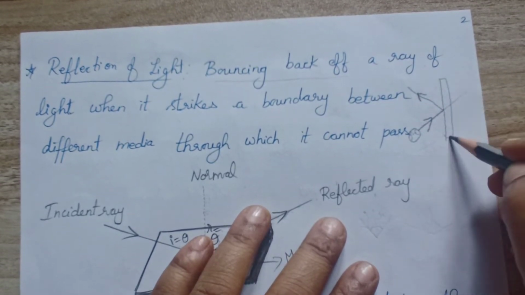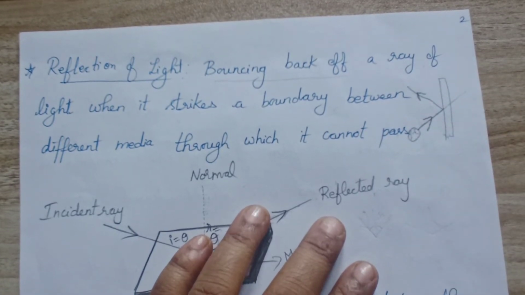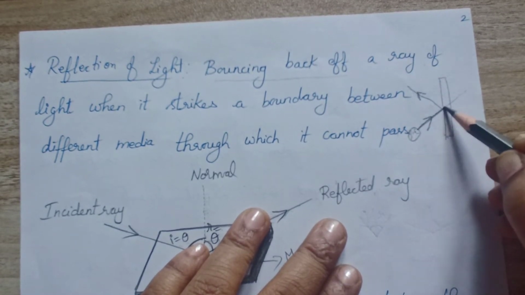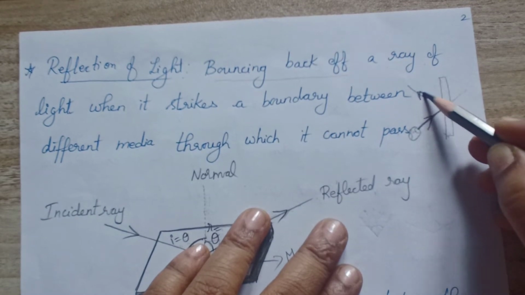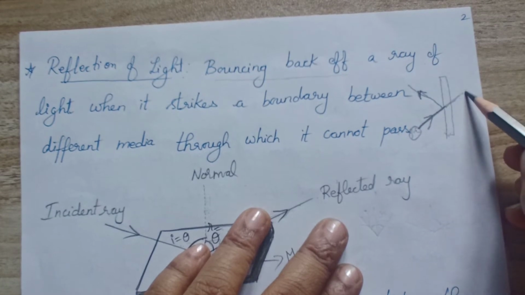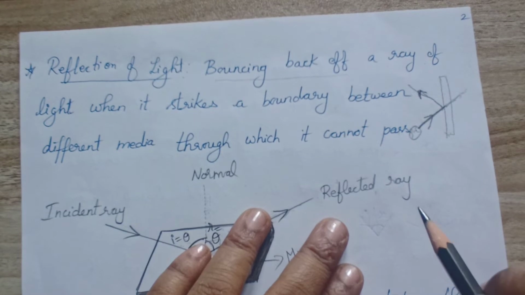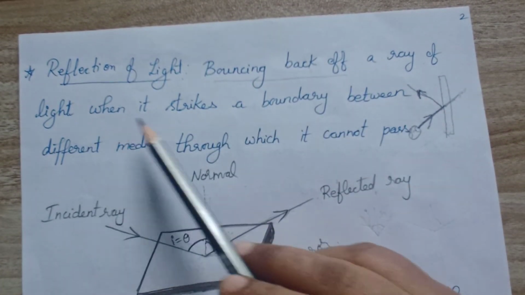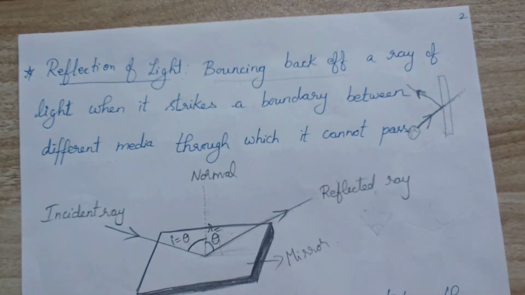So a boundary is there, a medium is there. Okay, this is your reflection. Likewise light will also be like that. It will strike the boundary or some medium, and it will be reflected back when it is not able to pass through this medium. This is the reflection of light: bouncing back of a ray of light when it strikes a boundary between different media through which it cannot pass.